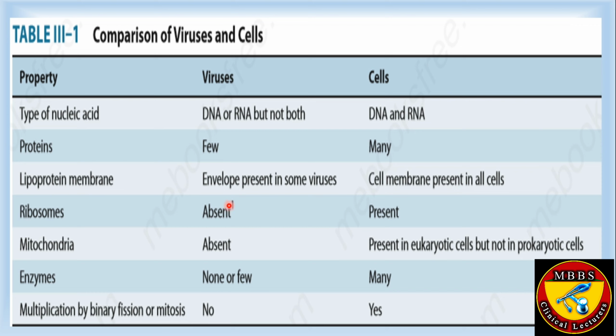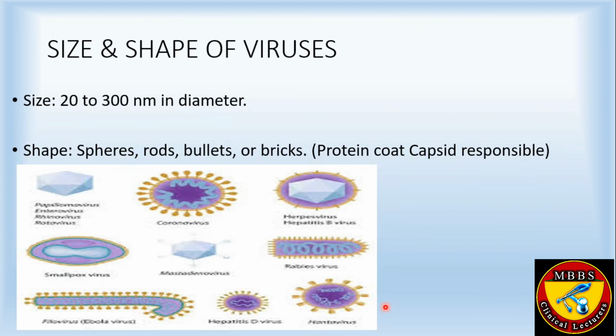Ribosomes and mitochondria are absent in viruses, whereas they are present in cells. Mitochondria are present in eukaryotic cells, which are the human cells, but not in prokaryotic cells, which are the bacterial cells. So you have to keep this in mind. Enzymes are very few in viruses, whereas there are many enzymes in cells. As for multiplication by binary fission or mitosis, viruses do not undergo either, but the human cell undergoes mitosis, whereas bacterial cells undergo binary fission.